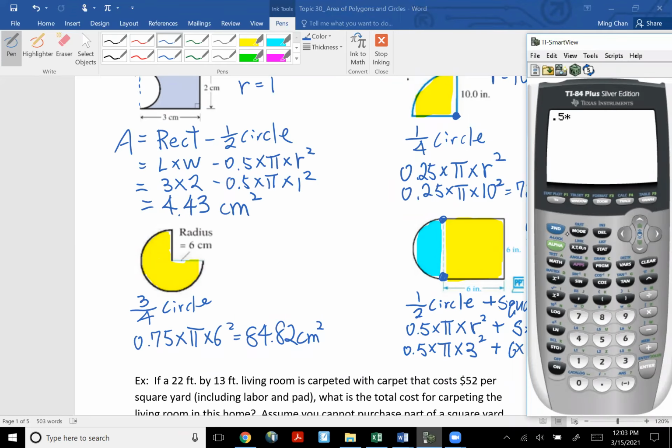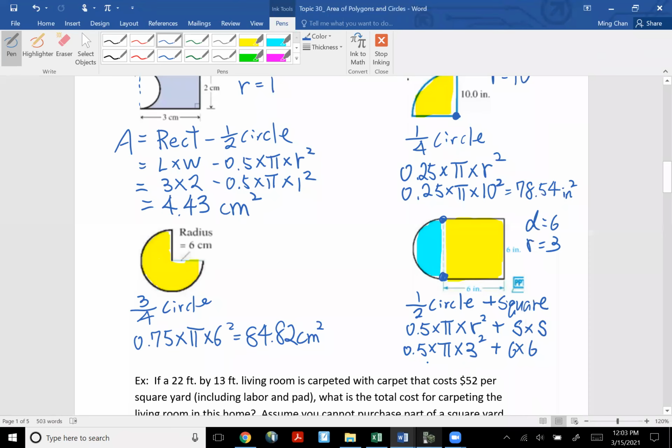0.5 times pi times 3 squared plus, right? 6 times 6. 50.14. All right, square inches. Okay, so area of a composite figure is a little bit easier.